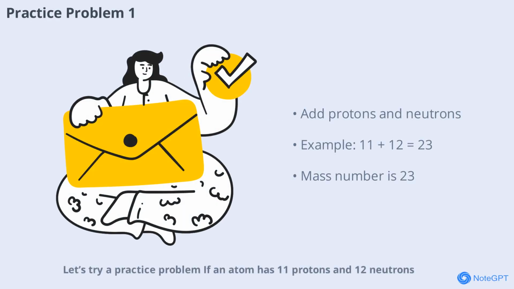Let's try a practice problem. If an atom has 11 protons and 12 neutrons, what is its mass number? Simply add the two numbers. 11 plus 12 equals 23, so the mass number is 23. This method works for any atom as long as you know the number of protons and neutrons.